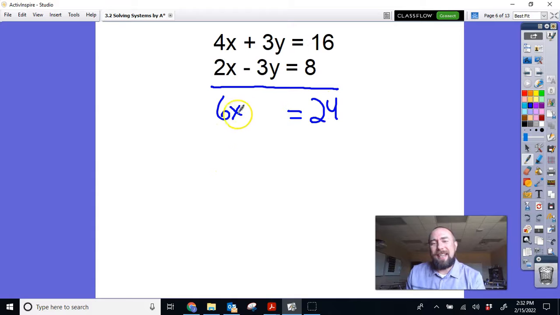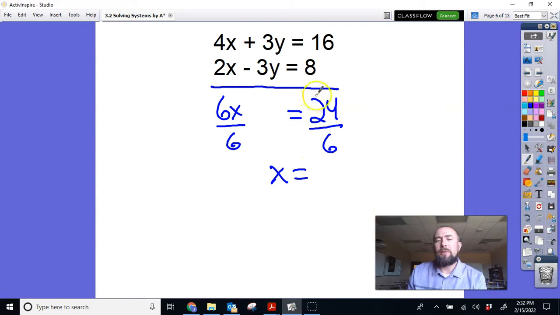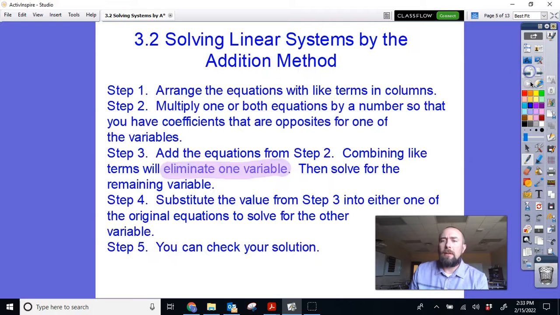I have 6x equals 24. If I want to get x by itself, simple little division to get rid of the 6. 24 divided by 6, take out my calculator, it's 4. Now this is where the process gets more difficult. Because once you've got this answer, step number 4 says, substitute the value from step 3 into either one of the original equations.